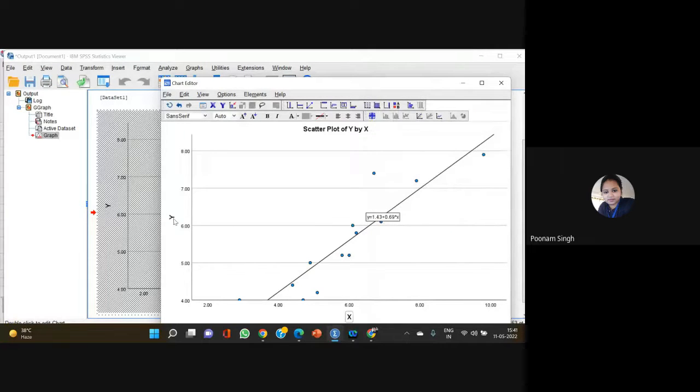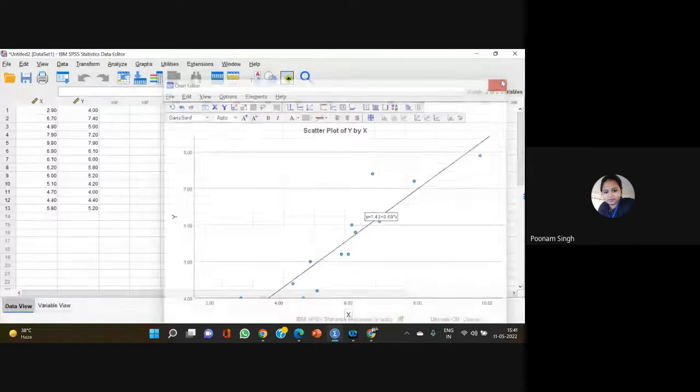You can explore all those options once you try with the data set, draw the scatter diagram, and after that in this chart editor you can try the many options that are available there. The more you explore, the more you get to know. Okay, so this is how we draw the scatter plot.